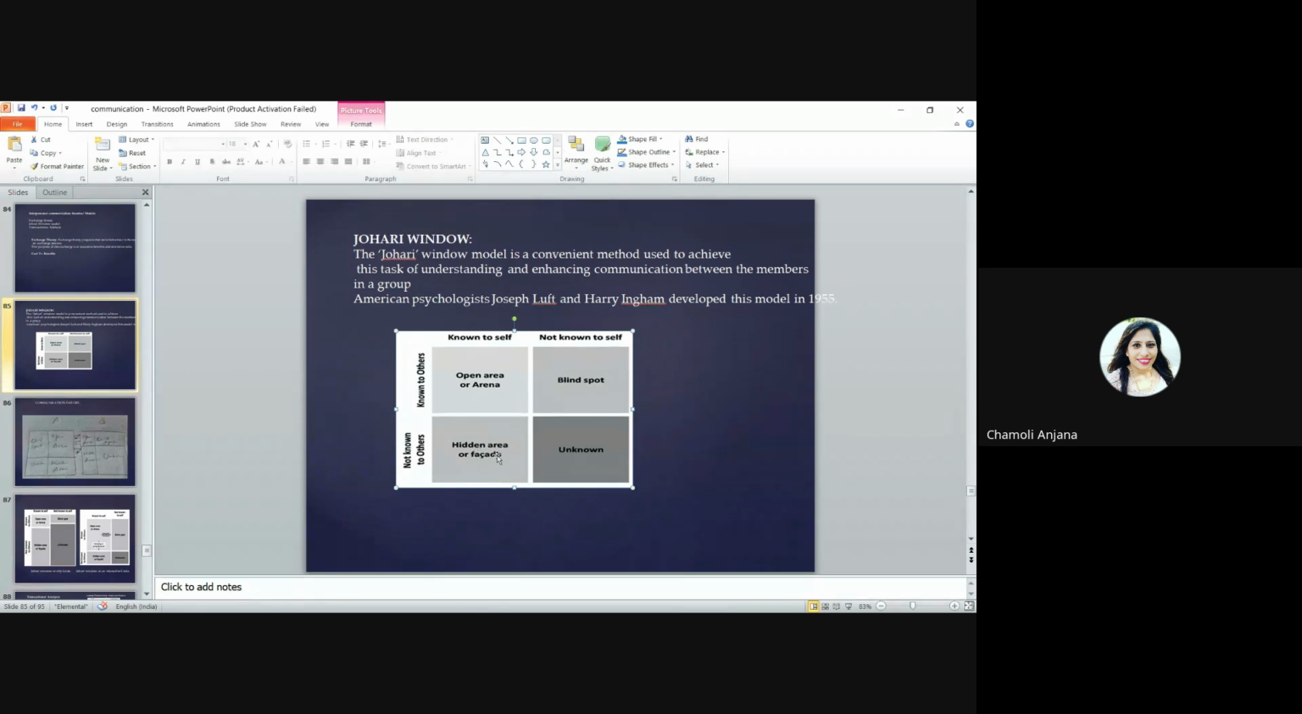Next is the hidden area. The hidden area is one where a person has self awareness, he knows himself, but he is not known to others. So others do not know about you, but you know properly about yourself. For example, your secrets, or any kind of fear or feelings that you have but are not expressing. The feelings that you express will come in the open area, but we do not express all our feelings.